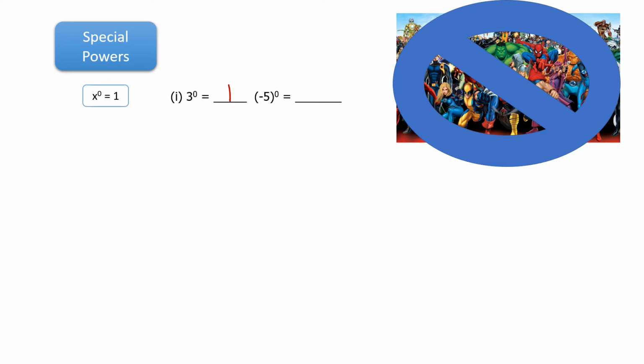And we always ask ourselves for the next one, what is the exponent touching? The 0 exponent is touching a bracket. So if the 0 exponent is touching a bracket, it means the whole bracket set, everything inside of it gets the power of 0. So negative 5 to the power of 0 is 1. Now if we had negative 5 to the power of 0 like this, then that really means only the 5 is getting the exponent. So the answer for that one would be a negative 1.